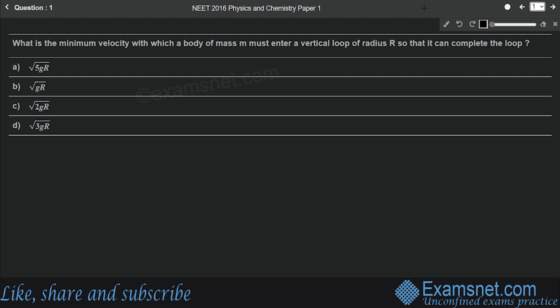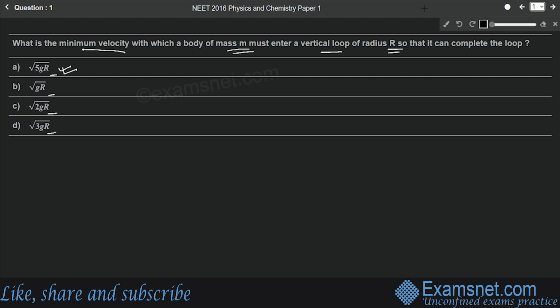The first question is from the chapter Work, Energy and Power, and the question is, what is the minimum velocity with which a body of mass m must enter a vertical loop of radius r so that it can complete the loop? Options are under root 5gr, under root gr, under root 2gr and under root 3gr. So the correct option will be option number A, that is under root 5gr.